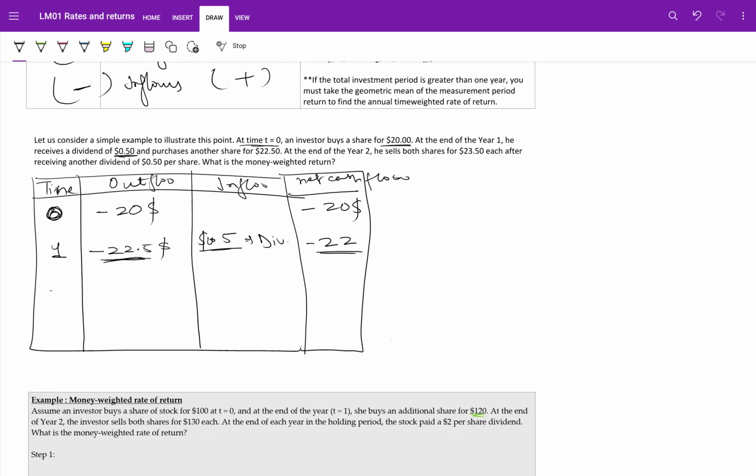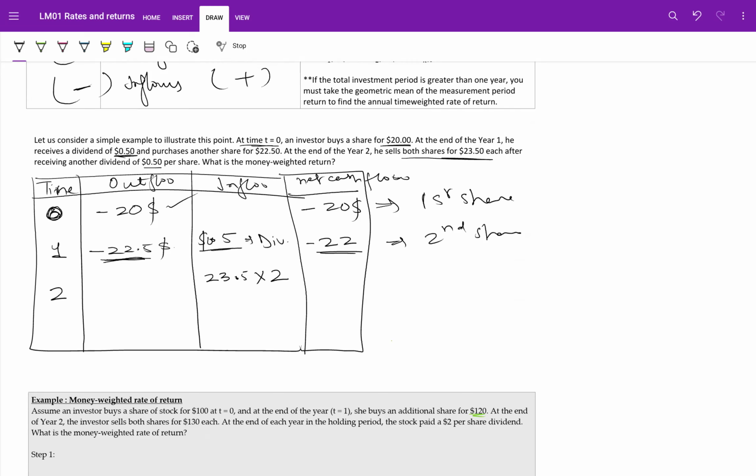At the end of year two, now let's move forward in the question. At the end of year two, he sells both shares for $23.5 after receiving a dividend of $0.5 each. So there is no cash outflow, but for year two there was a cash inflow. He has sold his stocks for 23.5. So now he has two shares: the first share he bought here, and the second share he bought here.